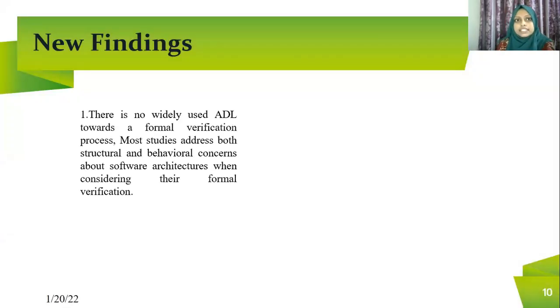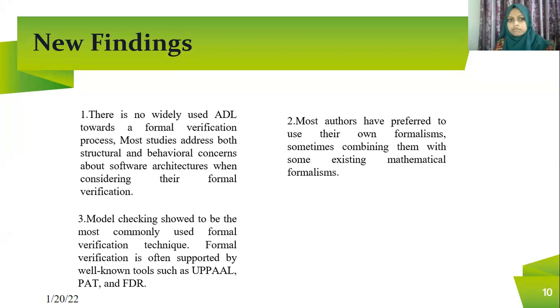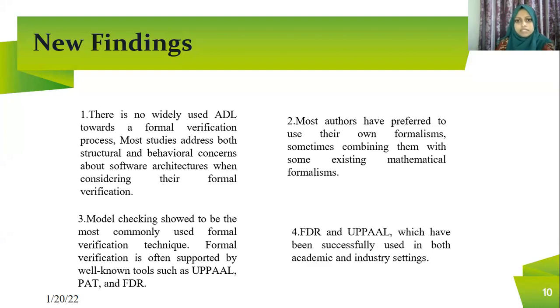Then I found new findings. There is no widely used ADL, that means architecture description language, towards a formal verification process. Most studies consider both structural and behavioral concerns about software architecture when considering formal verification. Then most authors have preferred to use their own formalism, sometimes combining it with some existing mathematical formalism. Then model checking showed to be the most commonly used formal verification technique. Formal verification is often supported by well-known tools such as UPPAAL, PAT, and FDR, which have been successfully used in both academic and industrial settings. I found these new findings.